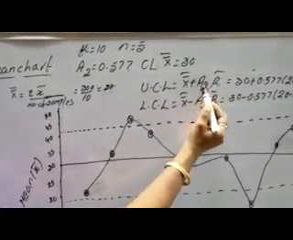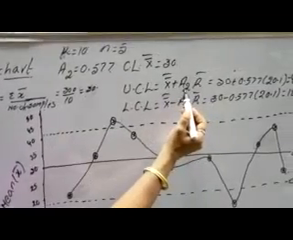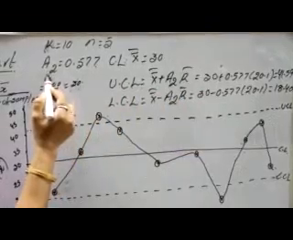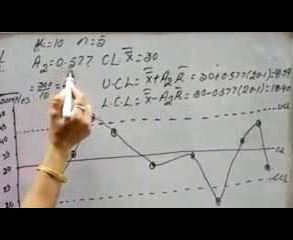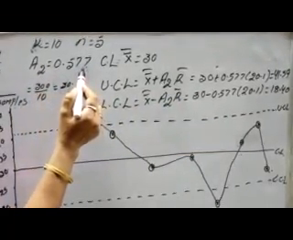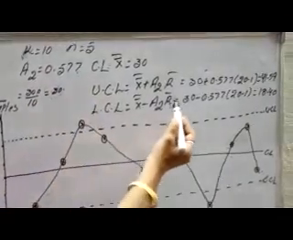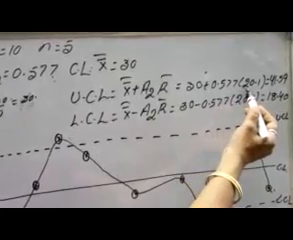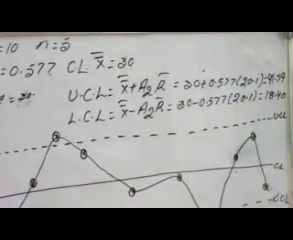the UCL formula, x double bar plus A2 R bar. A2 is a constant which we find from the statistical table. The statistical value is A2 equal to 0.577. This A2 is constant for all the values. Therefore, by substituting these values, 30 plus the A2 value times R bar, you can get 41.59.